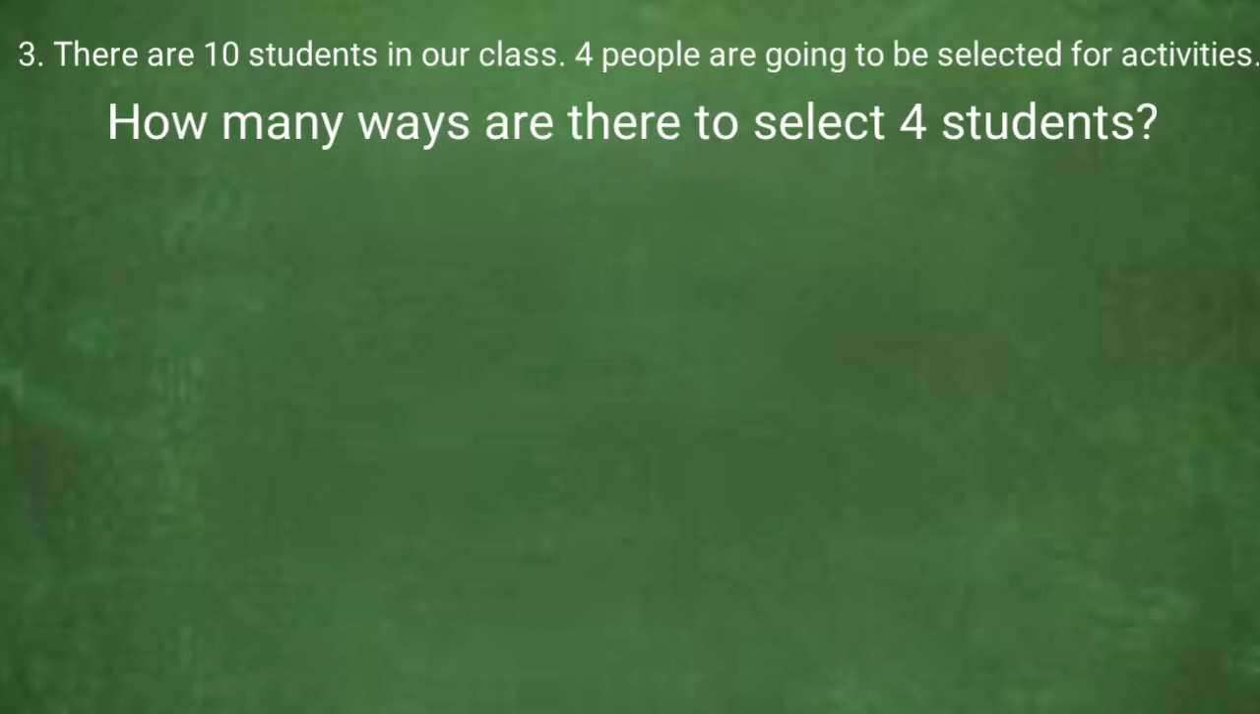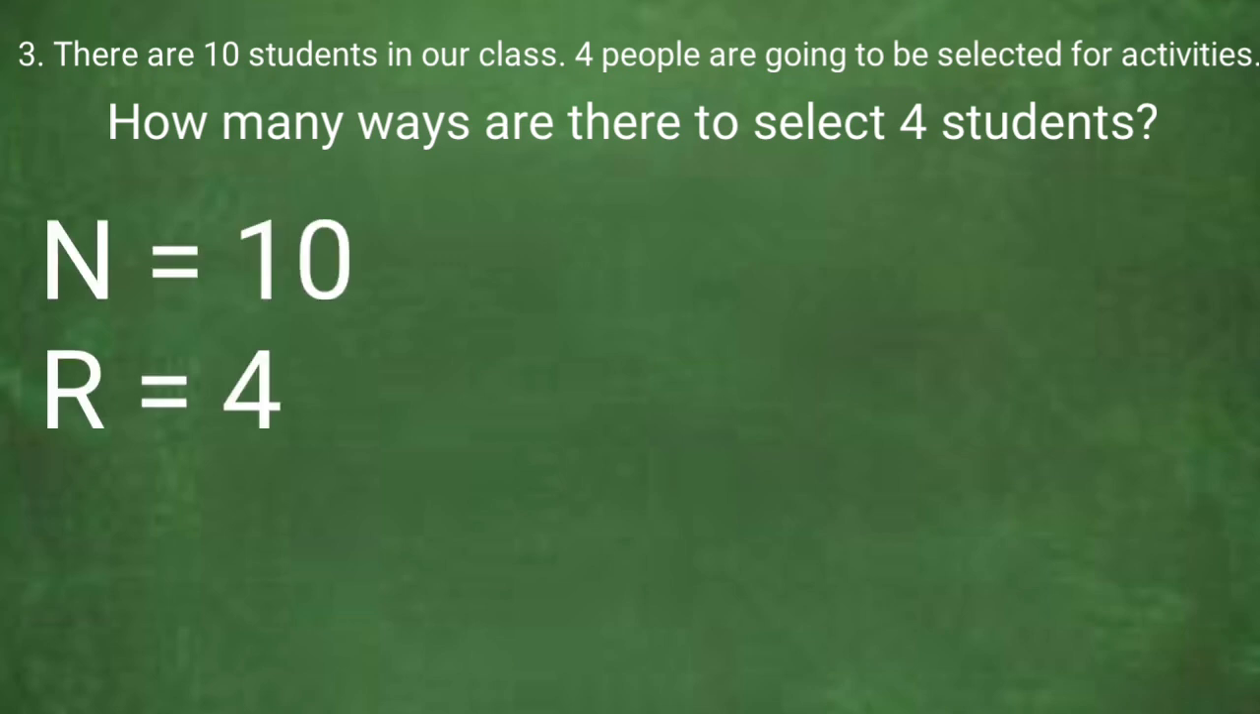For the last problem, there are 10 students in our class. 4 people are going to be selected for making a Christmas tree. How many ways are there to select 4 students? First, find N and R. N is equal to the total number of students, which is 10. And R is how many students are going to be selected, which is 4.